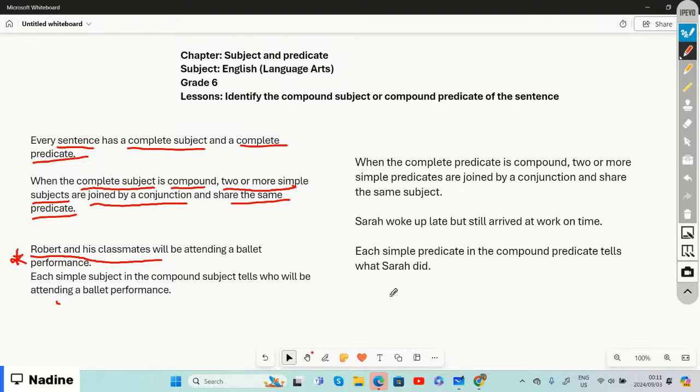For example, we say Sarah woke up late but still arrived at work on time. So there it has basically two verbs and a subject.